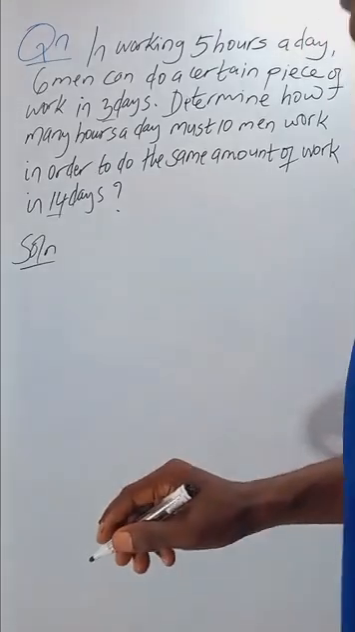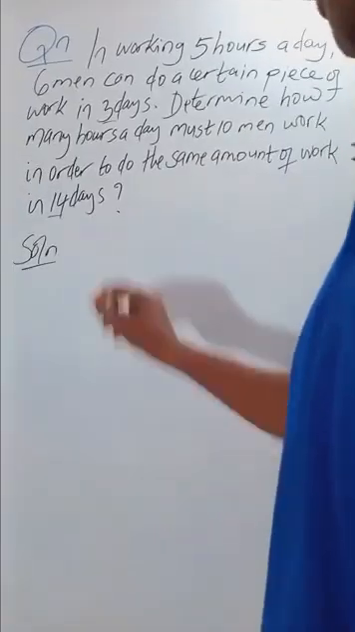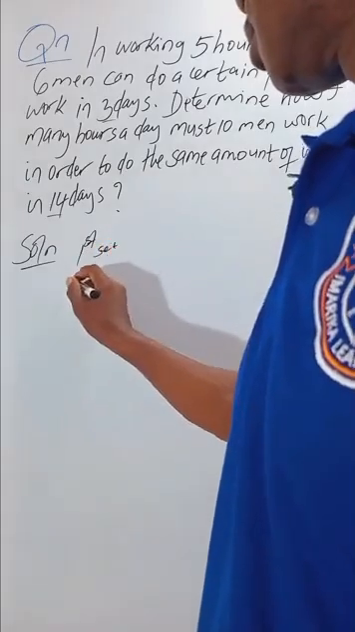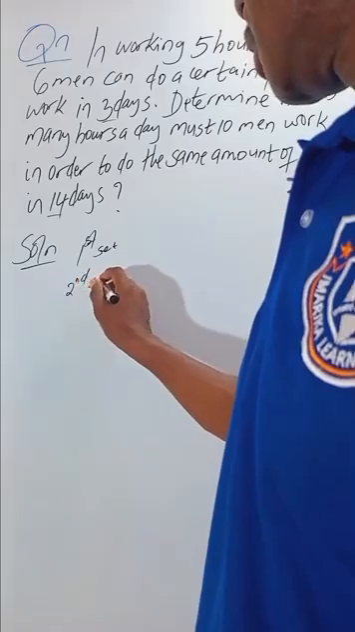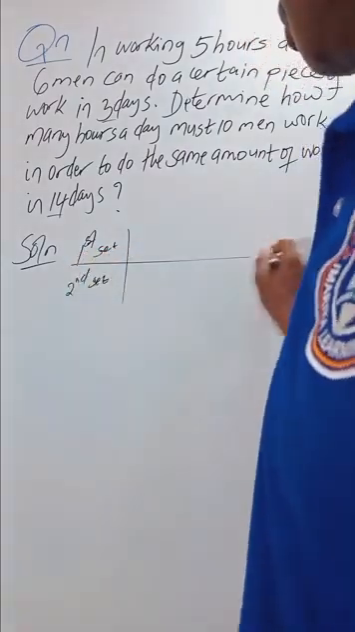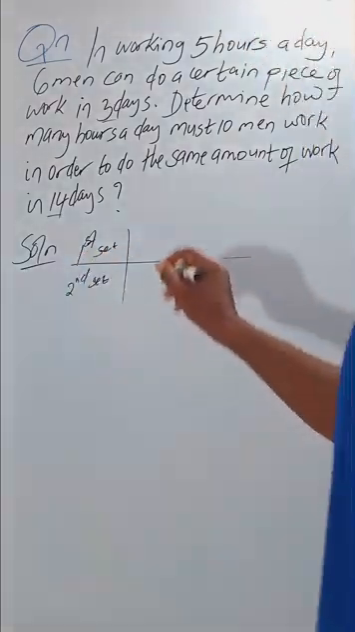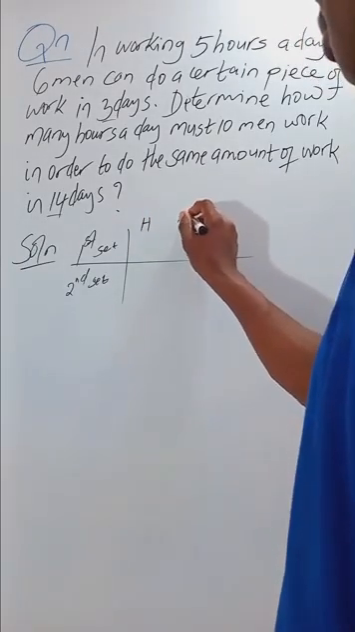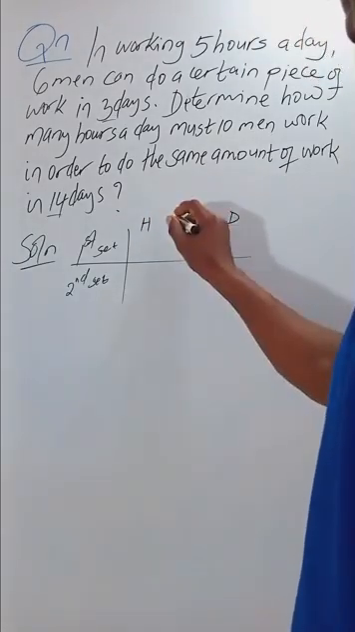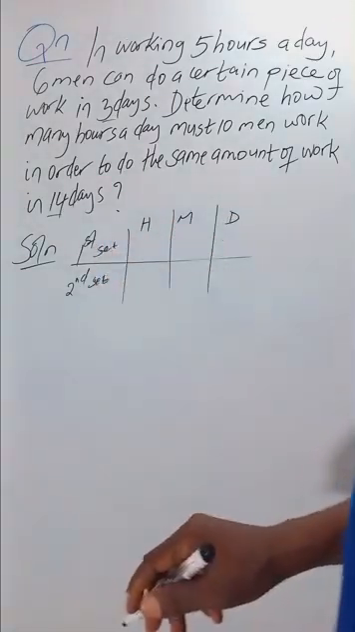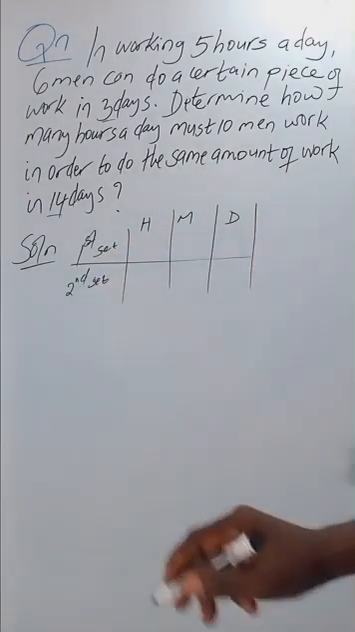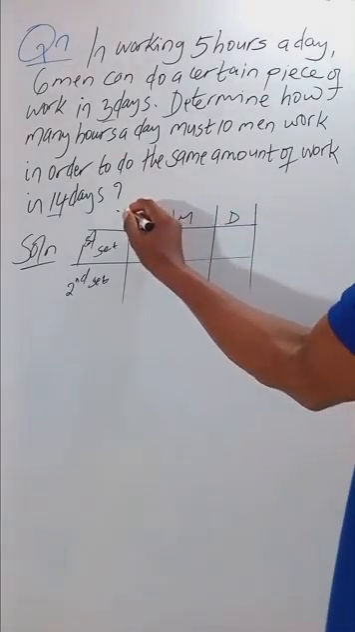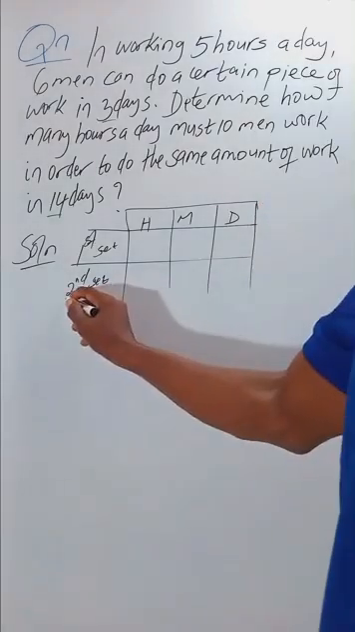We have two sets here. The first set and the second set is the data which we have. We have number of hours, number of men, number of days. Okay, this is the summary of the information we have.